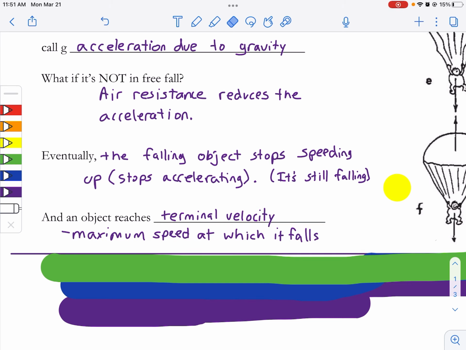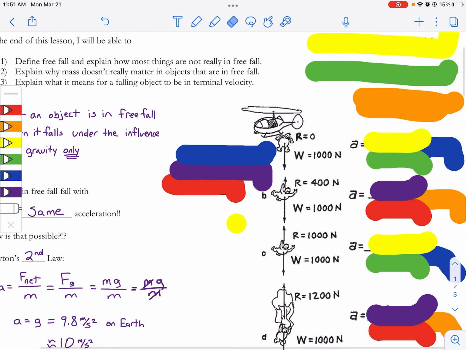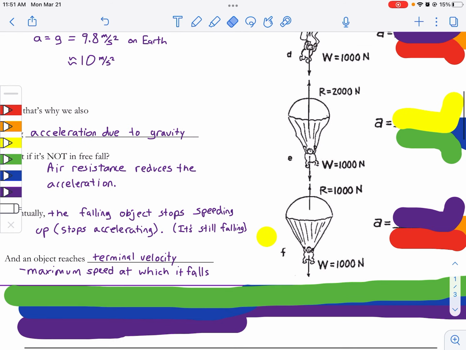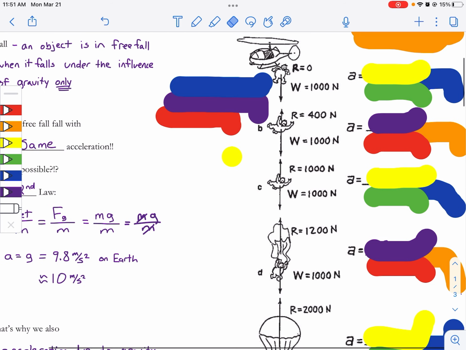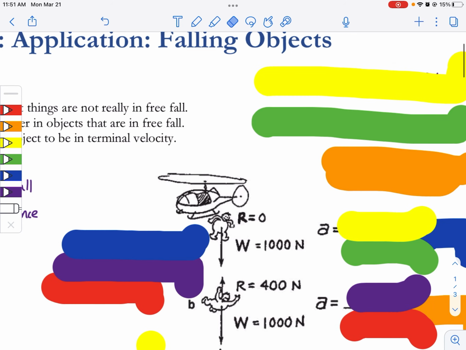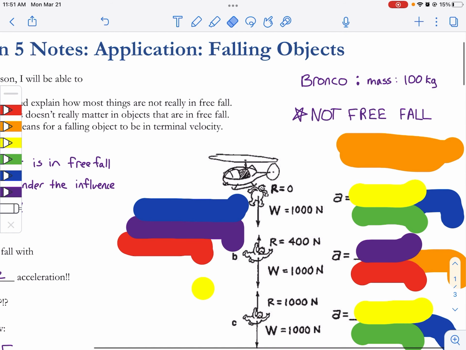So let's take a look at it. We've got an example here. You can see these pictures that are on your paper. There's a guy jumping from a helicopter, and then he's falling, and then he opens up a parachute, and then the parachute is fully opened up. He's probably falling a bit slower than when he fell out of the helicopter. So this guy's name is Bronco. He has a mass of 100 kilograms. He is not in free fall. That's because he's falling through the air. If he were in free fall, he would probably die because he needs air to breathe, right?